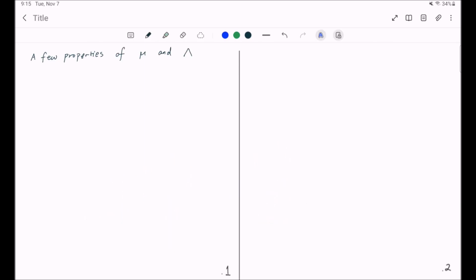In this section, we're going to introduce a few properties of the Mobius function mu and lambda. These properties will be very useful in our proof of Selberg's asymptotic formula. Some audience might already be familiar with these properties, and you can feel free to skip through this section of the video series. Now let's talk about the Mobius function mu.